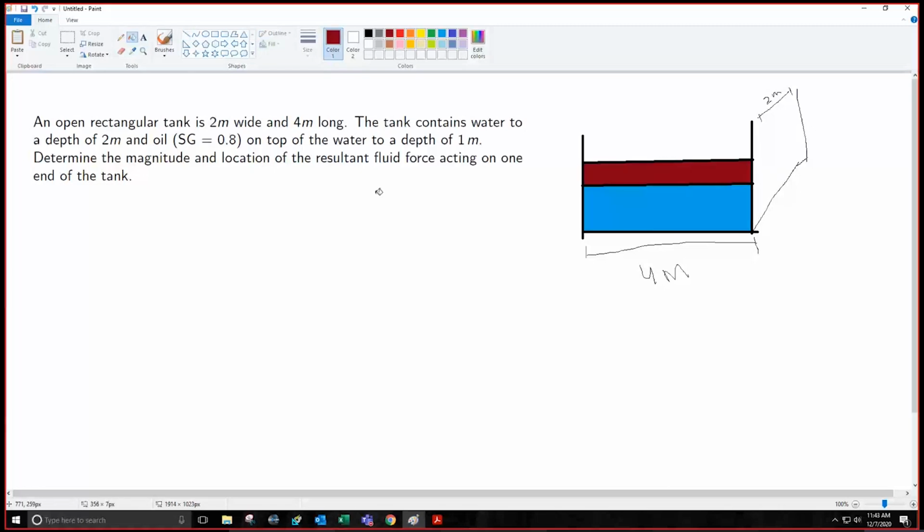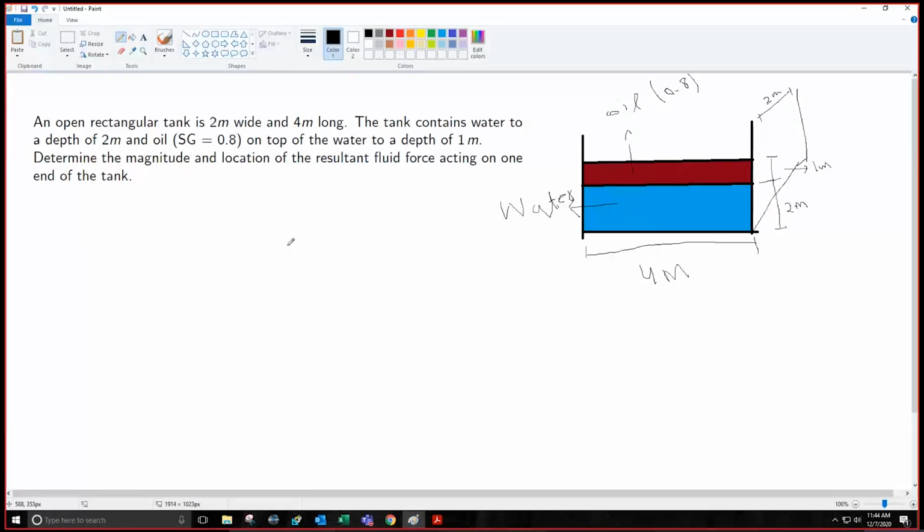This is the oil having specific gravity 0.8, and this is water. This height of the water is 2 meters, and this height of the oil is 1 meter. We are interested in calculating the resultant force and its location.